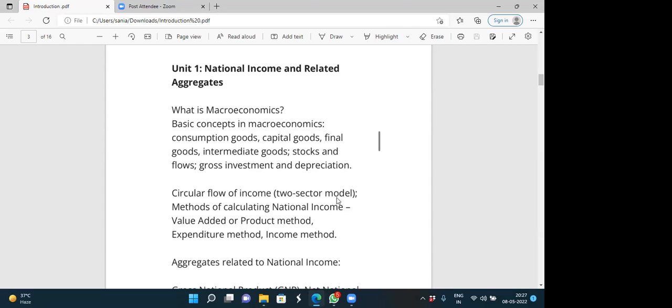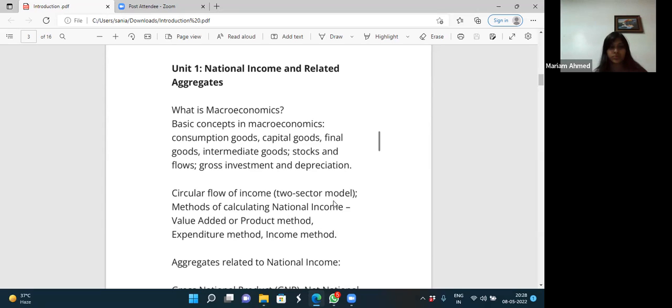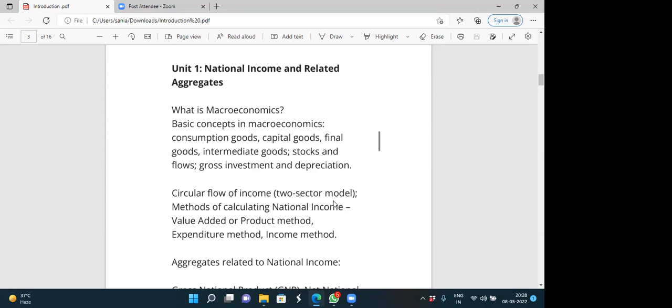Okay. In two sector model, don't worry. Right now you need not to worry. Like you will be thinking, my God, what is this? So many terms and all that. Don't worry. We will study them one by one. And after the class, you will be so confident. If someone asks you, what is consumption good? You will be easily able to relate it with your daily life. That you people use consumption good.